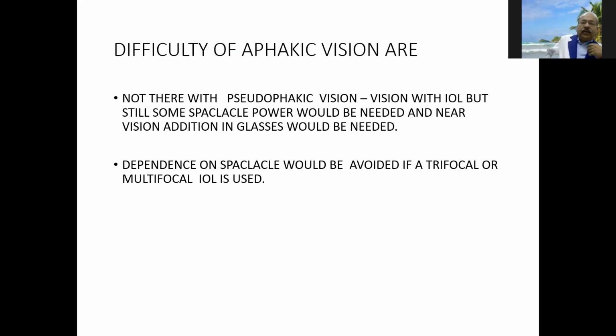Now, the difficulties of aphakic vision are not there with pseudophakic vision. Pseudophakic means when the artificial lens is put in the eye. So vision is there with the eye, but still some spectacle power would be needed, and a near vision addition has to be used in the glasses. Although we measure the power of the intraocular lens before putting it, there are certain factors which may affect it and cause a little spectacle power even for distance.